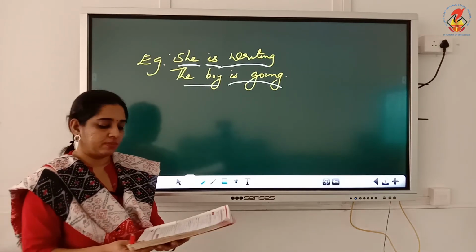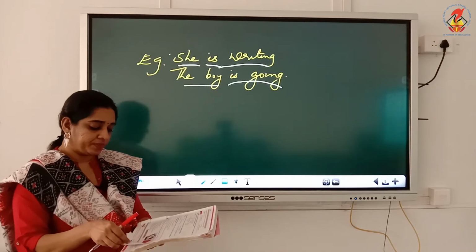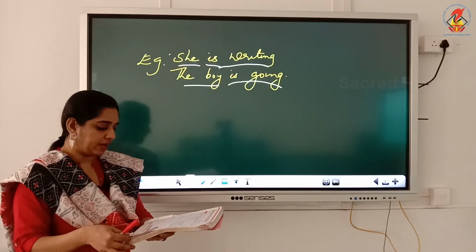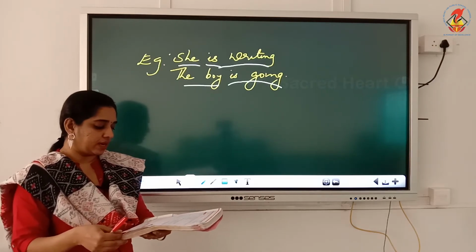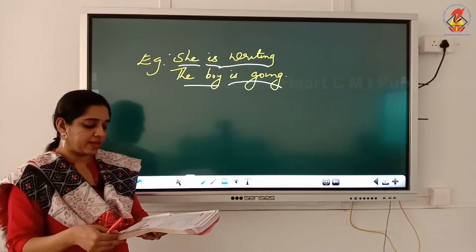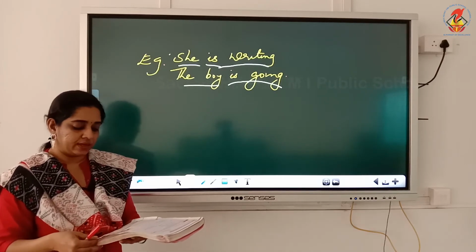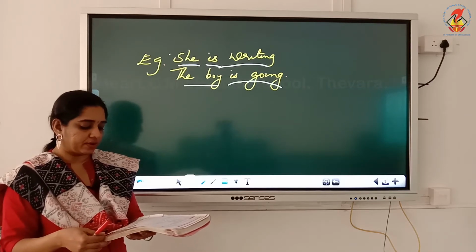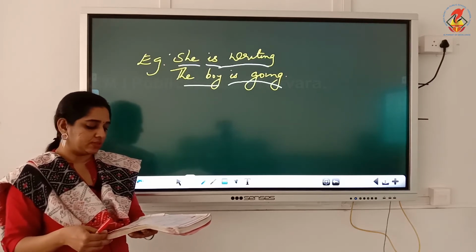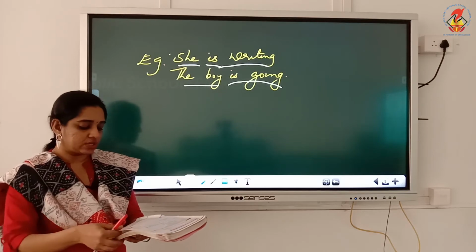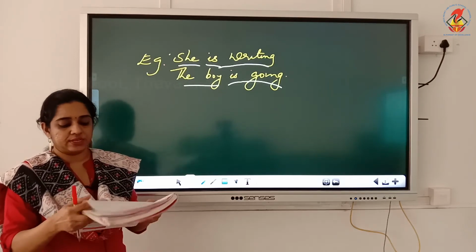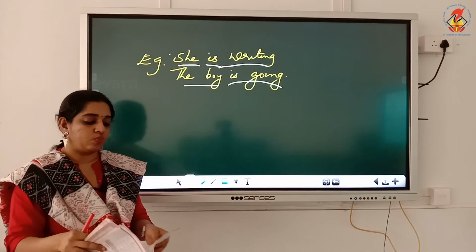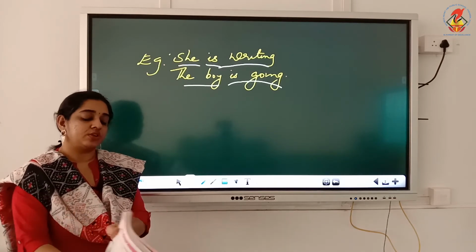Now let's do some exercises in the textbook. See page number 9. I'll just read out once again. A phrase is a group of words that make sense but not complete sense. It does not have a subject and a verb. See the example, across the road, of great importance. Then a phrase does not convey complete sense. It does not have a subject and a verb. Examples are also given in the textbook.